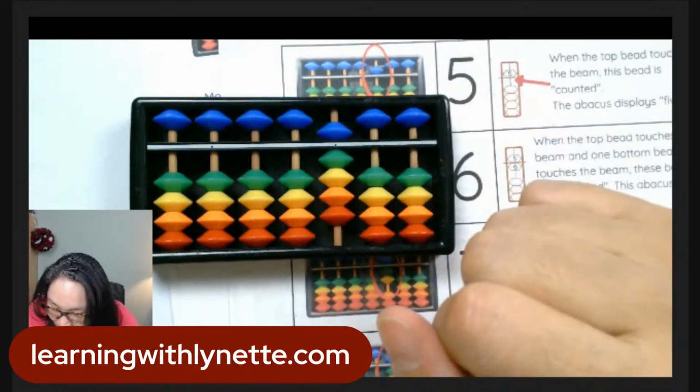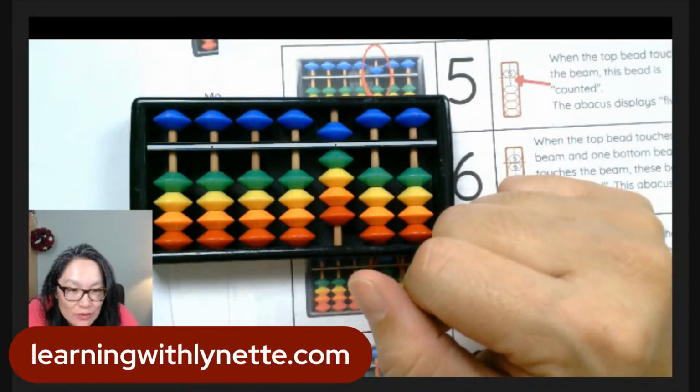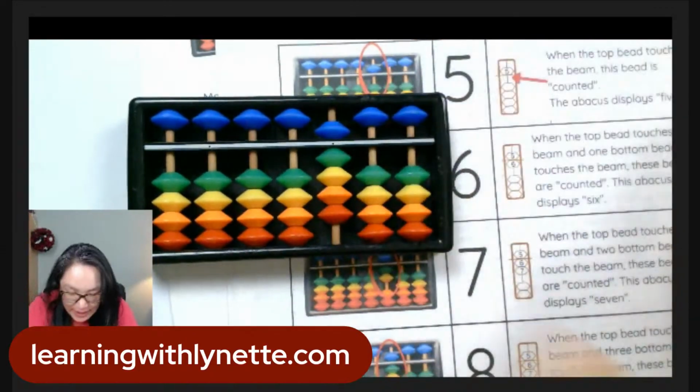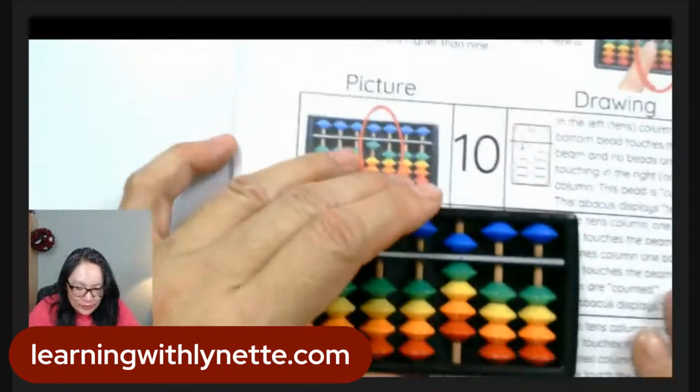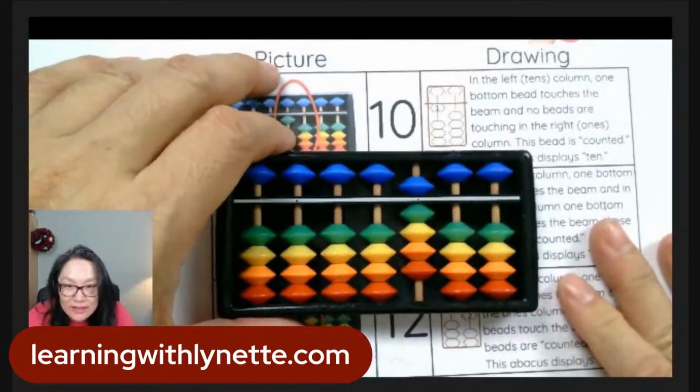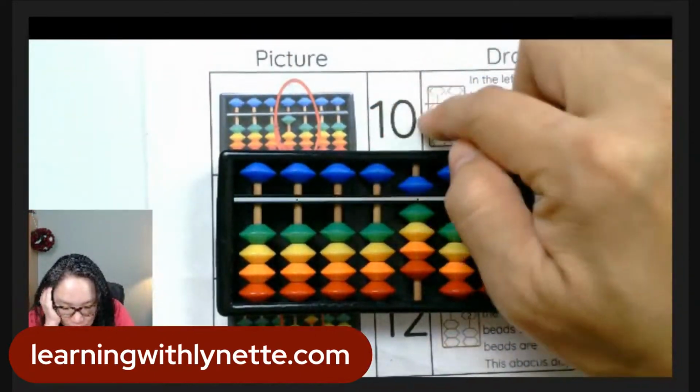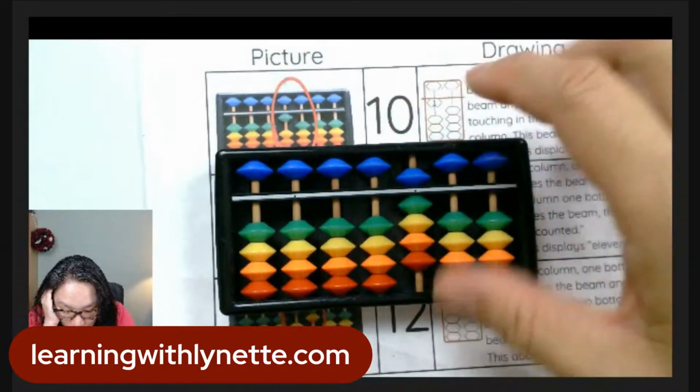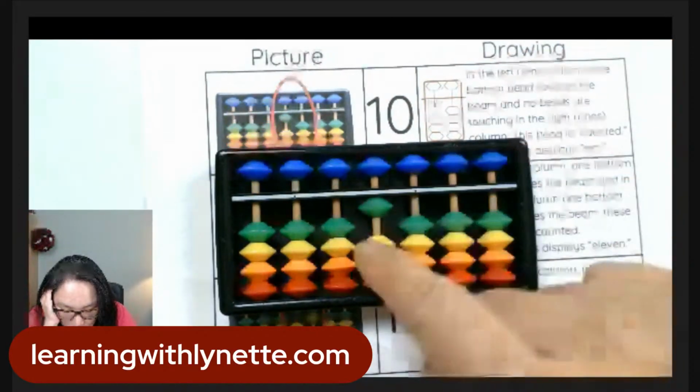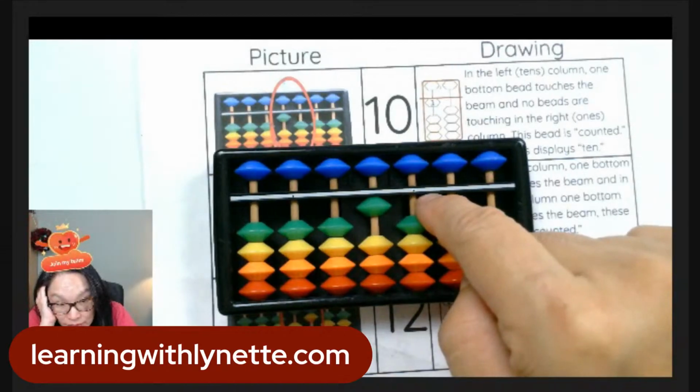So then we're thinking, well, what happens after 9? Well, we have 10. What does 10 look like? 10 looks like this. 0 and 1. So when we look, we just copy it. 1 and 0.